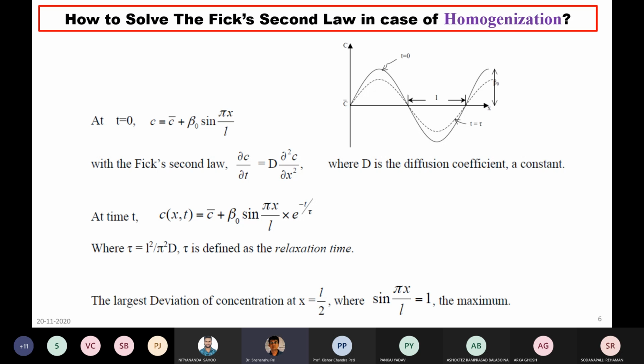So now, very critically, please take this example again. Take time to observe the concentration profile here. From the sinusoidal concentration profile, what we understood is that the largest deviation of concentration will be at x equal to L by 2, when sine pi x by L equals 1, that is the maximum. So it indicates that it is an exponential decay. If you have a longer wavelength, the relaxation time will be longer, and that leads to a slower decay process, and a shorter wavelength will be advantageous to get faster decay.